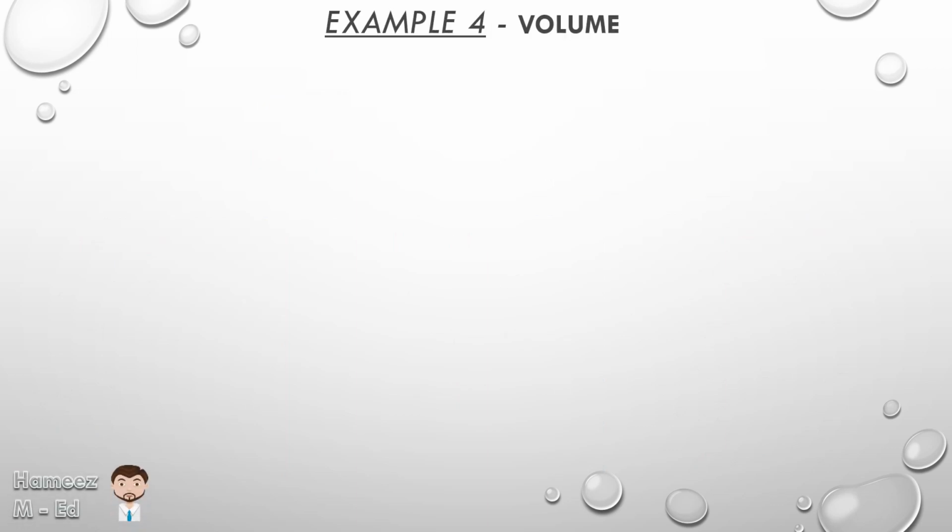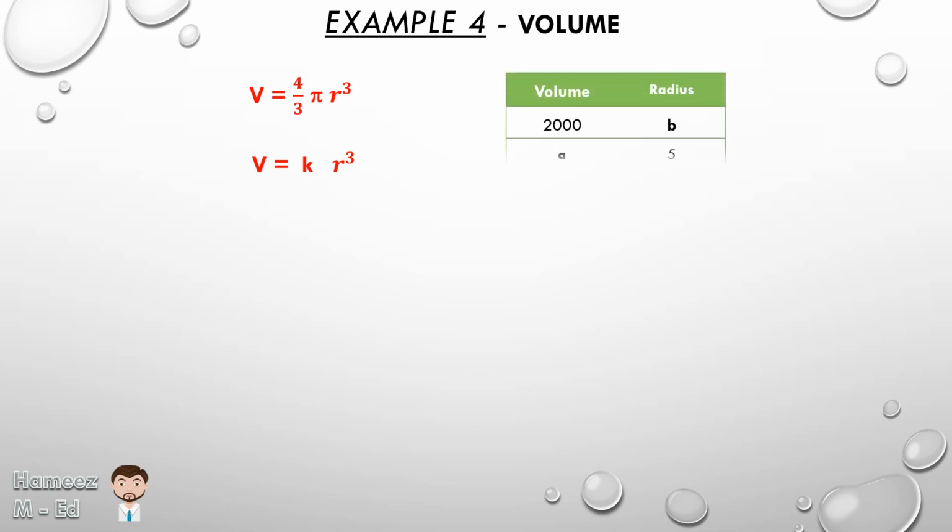Let's do a final example here with the volume of a sphere. Remember, V is equal to 4/3 pi r cubed, but 4/3 pi is a constant, so we can rewrite it as V is equal to K r cubed. Now using the table there, you recognize V, K and R are 3 variables, but on the last line of the table, V and R are given. So if we substitute into there, we should be able to find K.